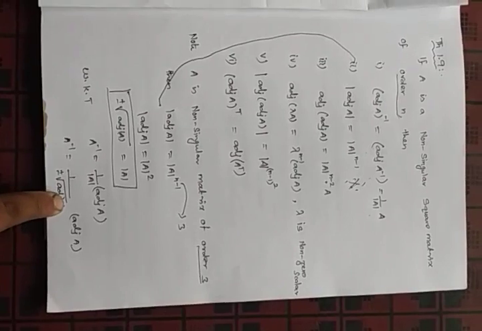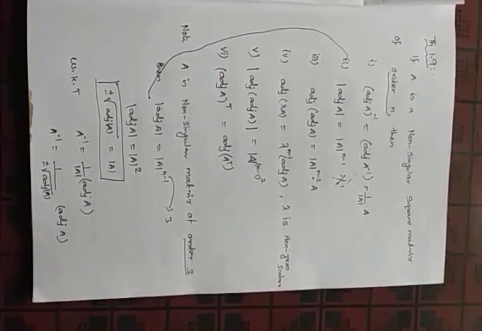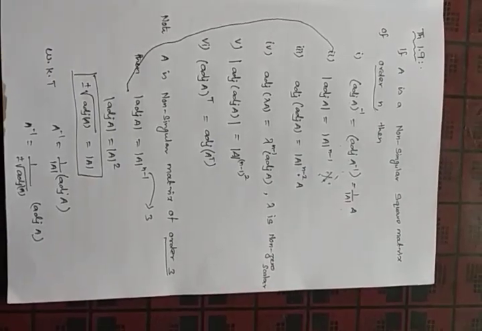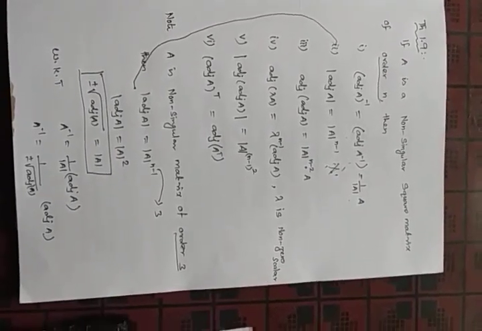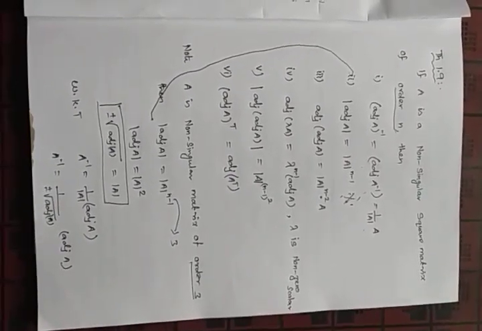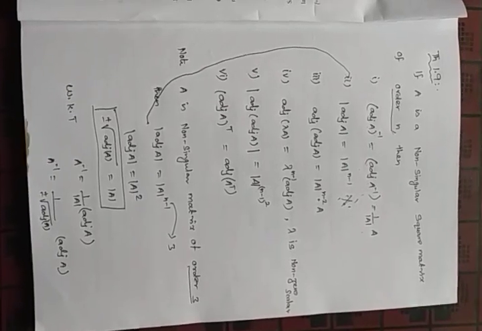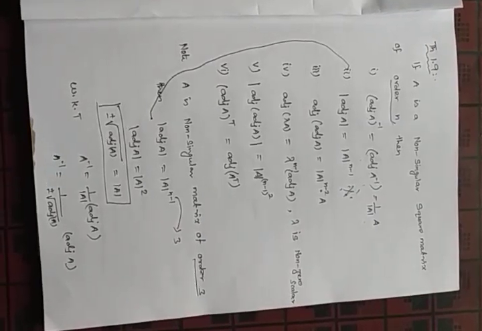This way, if the adjoint is given, you can easily find the inverse. Even if the matrix A is not given, you can easily find A inverse. I think it's a very important theorem regarding matrices, 1.9. Based on this one, we are going to see a few problems. Let's see those now, but it's very important, keep it in mind.